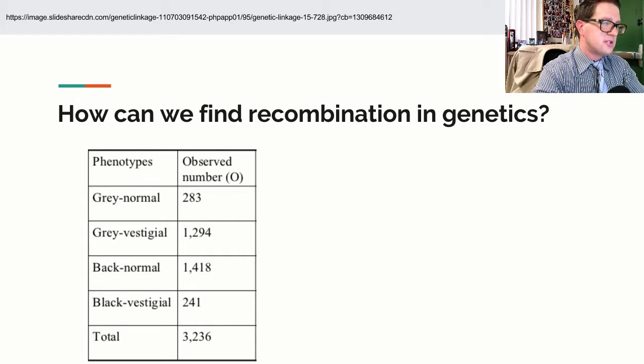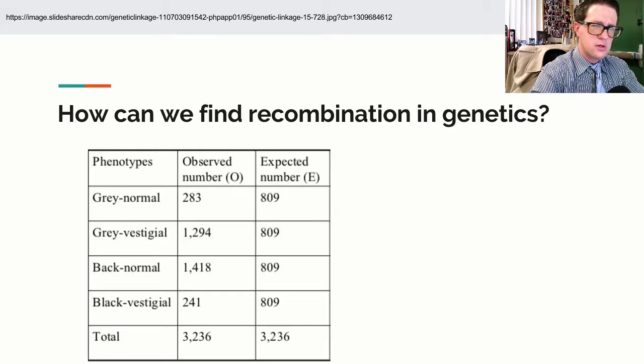If I were to then say, let's do a test cross, I'm going to cross them with one that is homozygous recessive. What I would expect to see is even distributions. That's not what I got here. It's predominantly gray vestigial or normal black, and then I have these two freak ones, normal gray and black vestigial. I expected this, but I got something else.